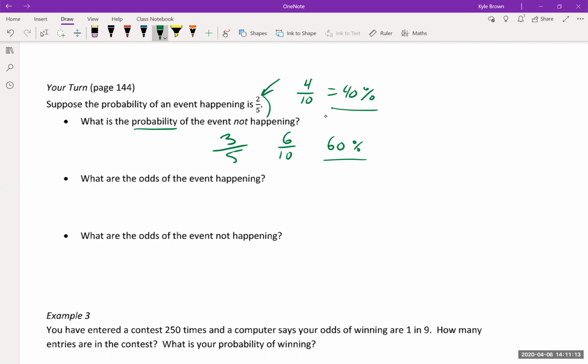All right. What are the odds of the event happening? Okay, so make sure we just got this right. The probability of the event happening was 2 over 5. So that was favorable over total. So our favorable is still 2. But now I need my unfavorable. So what's that going to be? Maybe you can even give me a hand. It should be on one hand that you can figure this out. Yeah, good job. Okay, so 2 to 3.